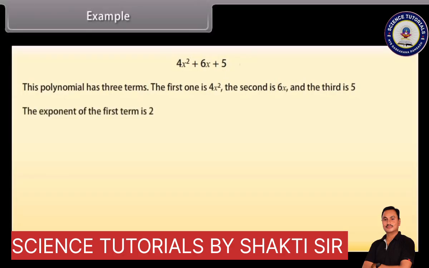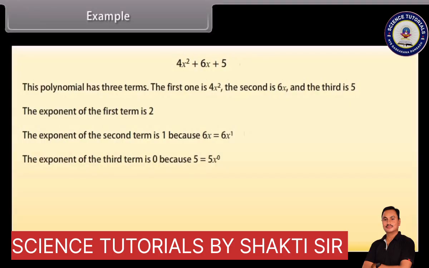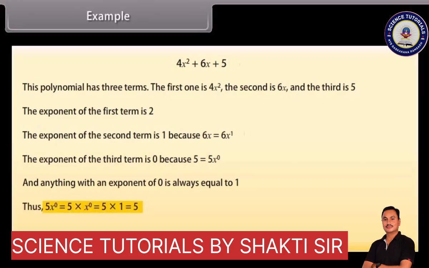The exponent of the first term is 2. The exponent of the second term is 1 because 6x is equal to 6x raised to the power 1. The exponent of the third term is 0 because 5 is equal to 5x raised to the power 0, and anything with an exponent of 0 is always equal to 1. Thus, 5x raised to the power 0 is equal to 5 into x raised to the power 0, which is equal to 5 into 1, which is equal to 5. Since the highest exponent is 2, the degree of 4x square plus 6x plus 5 is 2.